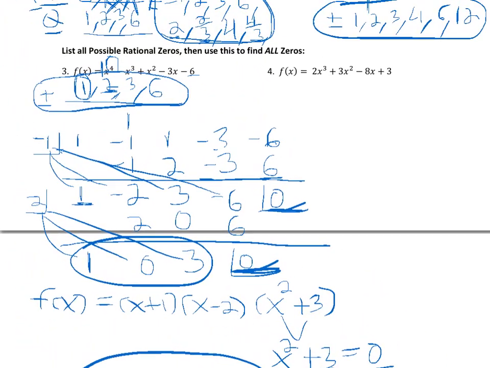So the next one's what, number 4? Number 4, do this right now. Do this on your own so you can see your degree is 3. So find all 3 zeros. And we'll go over 4, 5, and 6 in class tomorrow.